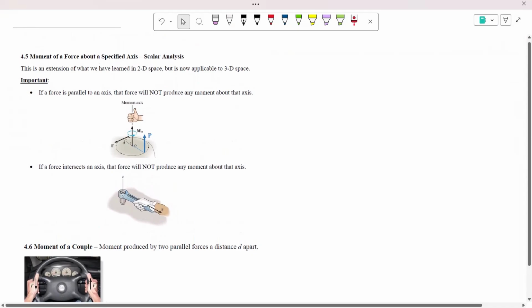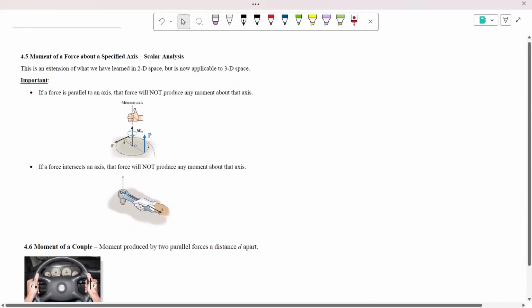Hello, everyone. Today we're going to be talking a little bit about the moment of a force about a specified axis, or a scalar analysis. So basically, this is an extension of what we have learned in 2D space, but now we're going to apply it to a 3D space.